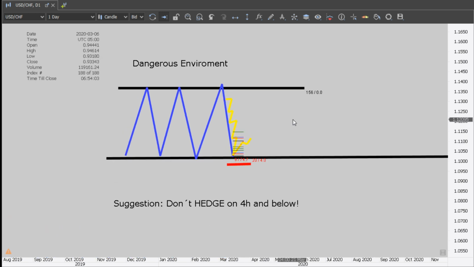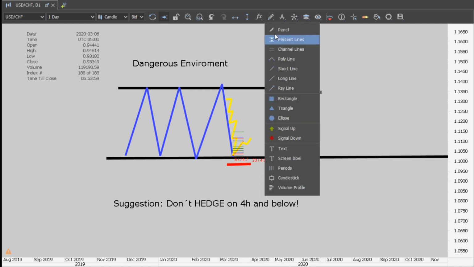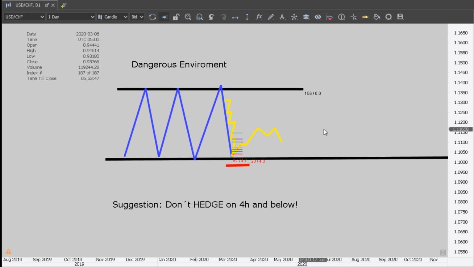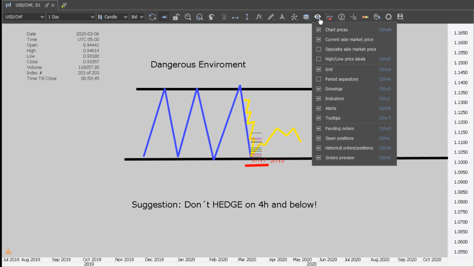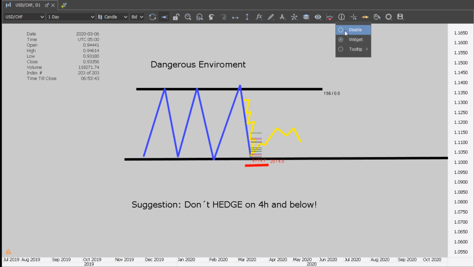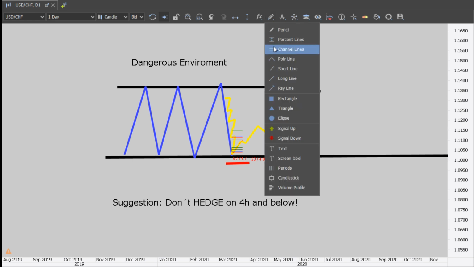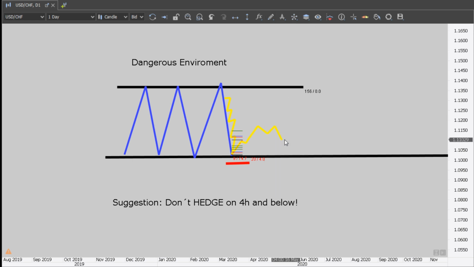Now, don't hedge on the 4-hour time frame and below, especially for the ones who are on the 1-hour time frame, 2-hour time frame. Why is that? Well, number one is because the market can hit your hedge very quickly. This is the first reason. The market can hit your hedge very quickly on the smaller time frames. As we said, the market can do anything it wants.